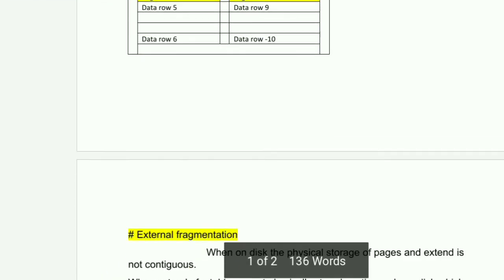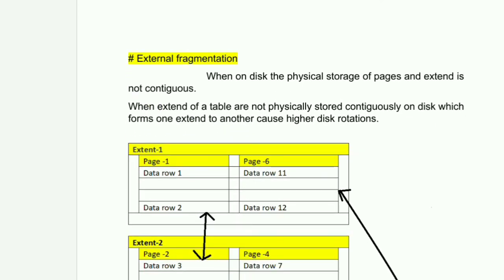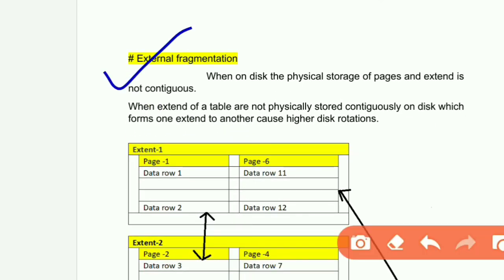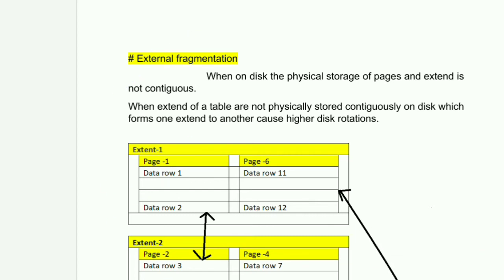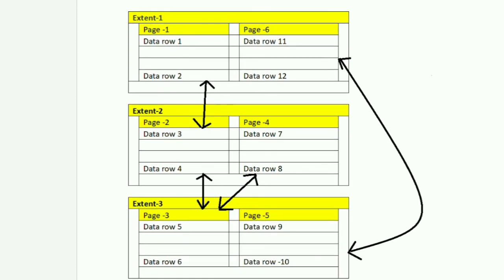Now we'll go to external fragmentation. Basically, it's when on a disk the physical storage of the pages and extents is non-contiguous. When the extents of a table are not physically stored contiguously on a disk, moving from one extent to another causes higher disk rotation. So what does this mean?